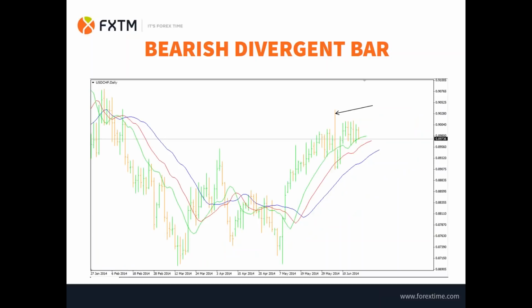Let's take a look at that. Is that a valid bearish divergent bar? Of course, there is a higher high as you compare this high with the previous high. The closing price, if you can see right here, is below the midpoint of the bar, but is it out of the alligator's mouth? No, it's not. So this is not a valid bearish divergent bar because it's located in the mouth of the alligator.